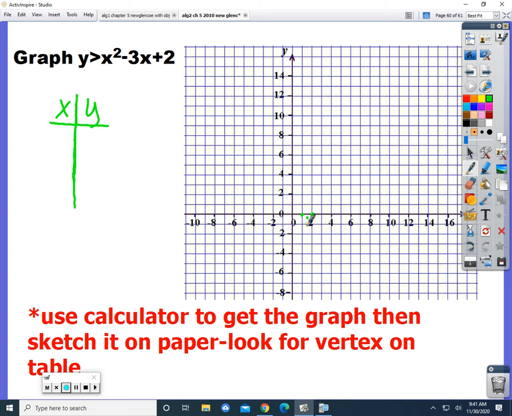Okay, now before we draw it, let me show you what points I used. And the vertex would be somewhere in between, right in there. So for solid or dashed, there's no equal sign, so this will be dashed.